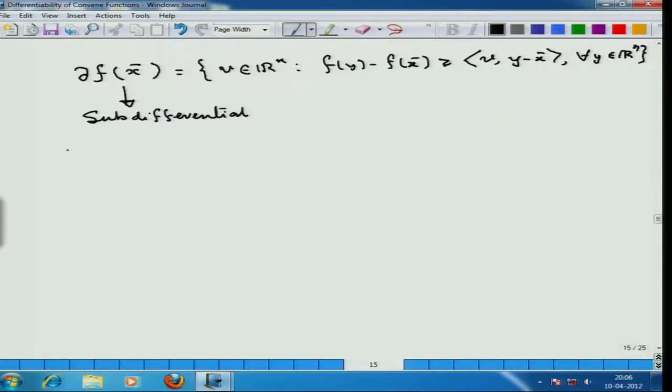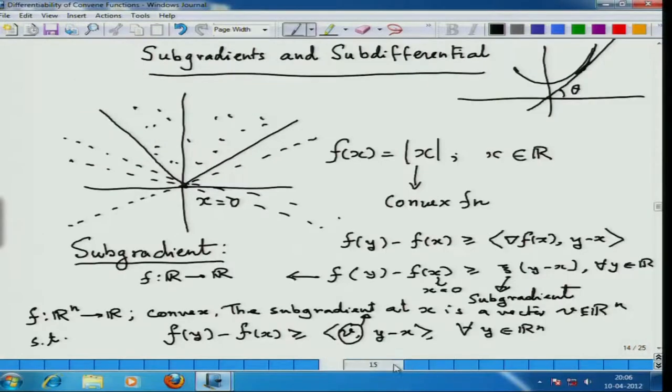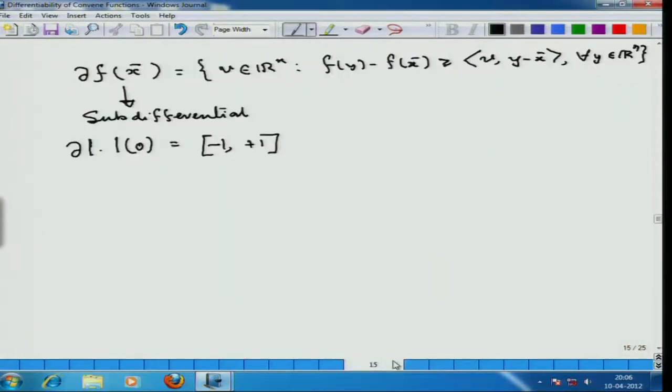So, in this scenario of f(x) equal to mod x function, or maybe I should write it like this, del of mod at 0, this is nothing but the collection from minus 1 to plus 1. So, this is the subdifferential of the absolute value function. So, this is what it means. If I go by this, then this is the subdifferential.